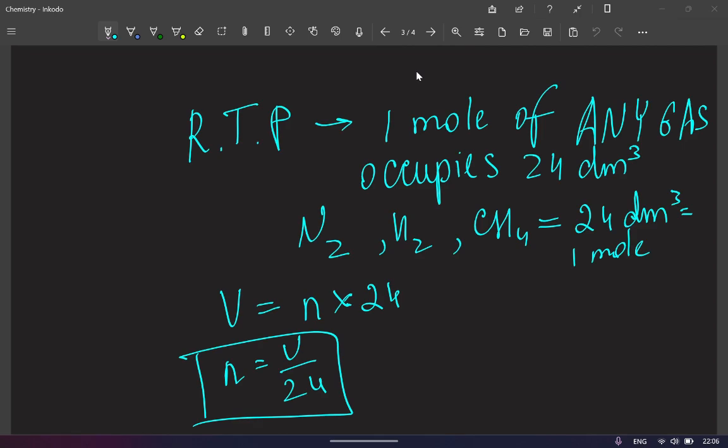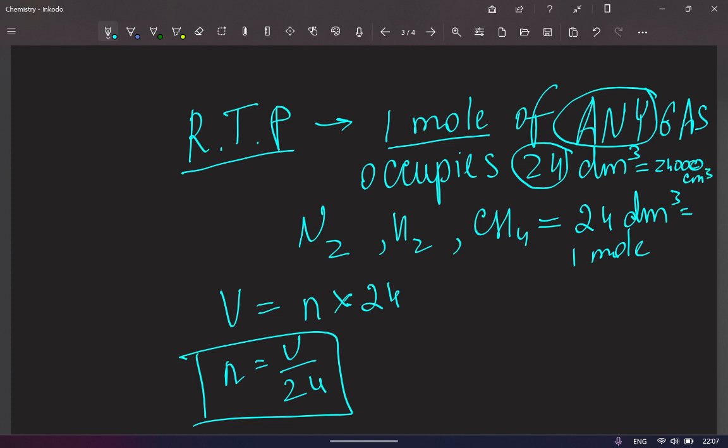So now let's apply moles to gases and solutions. A very important rule to always remember is that at room temperature and pressure, 1 mole of any kind of gas occupies exactly 24 dm cube or 24,000 centimeter cube. So whether it's nitrogen, hydrogen, or methane, or any other gas, 1 mole of it will occupy 24 dm cube.